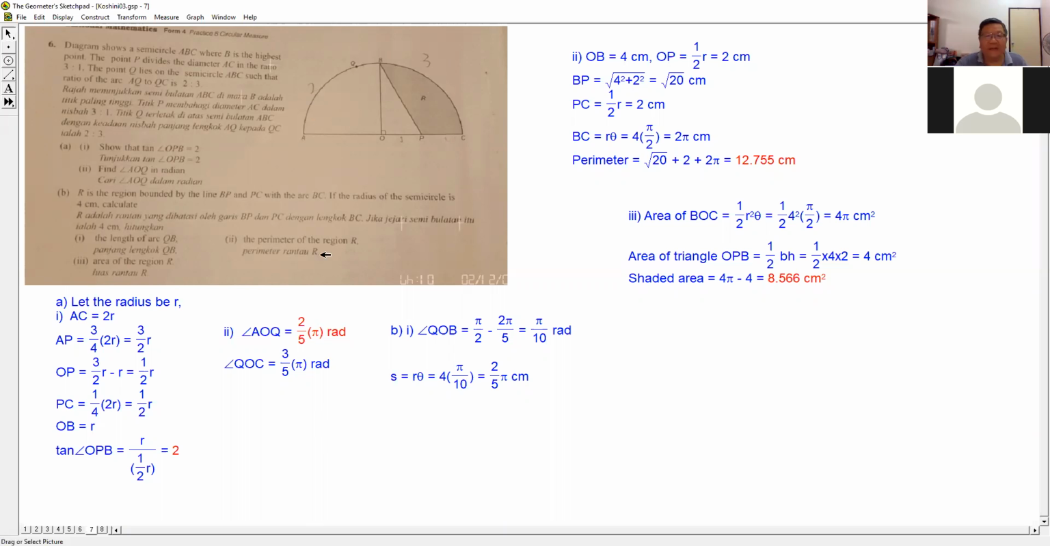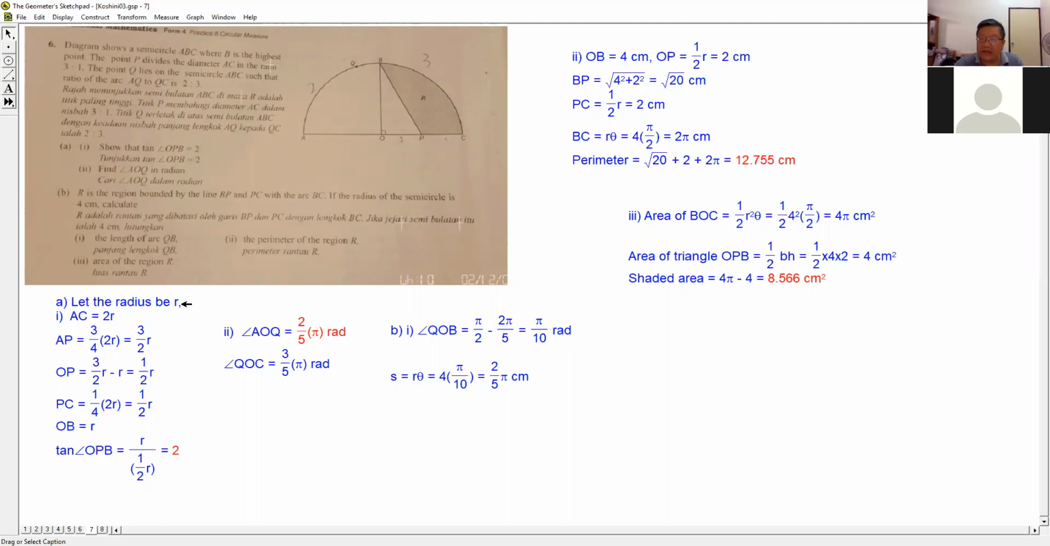Whereas the diameter AC is divided by the point P in the ratio 3:1. So, during the first part, we are not given the radius. We are not given how much the radius is. So we don't know how much the radius is. Okay, so let the radius be R.